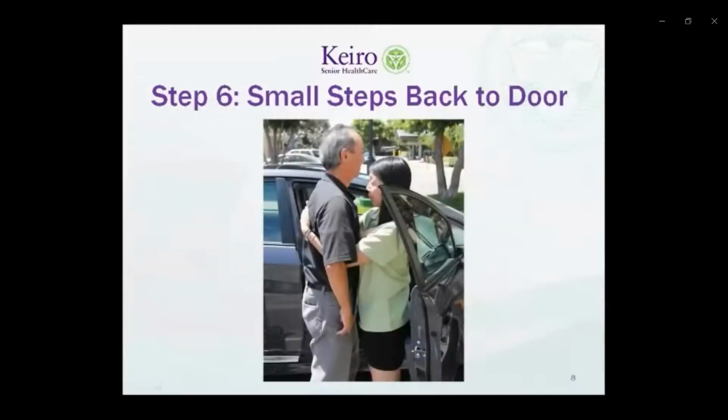Step 6. Take small steps backward, keeping your arms and hands in the same position until you are positioned against the door and the care recipient is standing beside the seat. If the care recipient chooses to hold onto the car for extra support, be sure to use the side of the car and not the door for support.